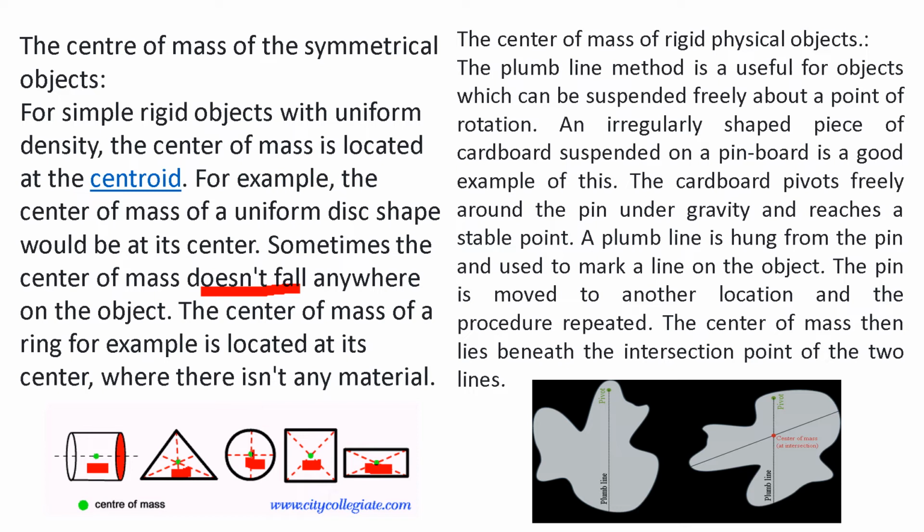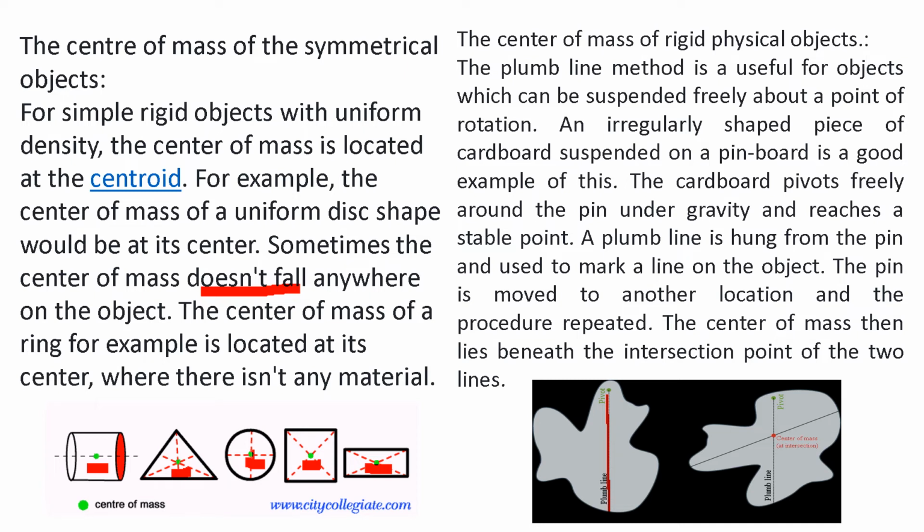Suppose you take an irregularly shaped piece of cardboard paper and suspend it on a pin board. The pivoted cardboard can hang freely around the pin under gravity, and it reaches the stable point. Once it reaches the stable point, we can draw a plumb line from the pin like this, which is acting in a downward direction.